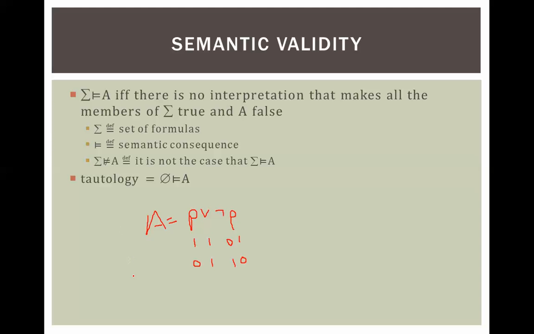This is a tautology. There's no way to assign these true or false, zeros or ones, and have A equal 0, have A be false. And that's it for semantic validity.